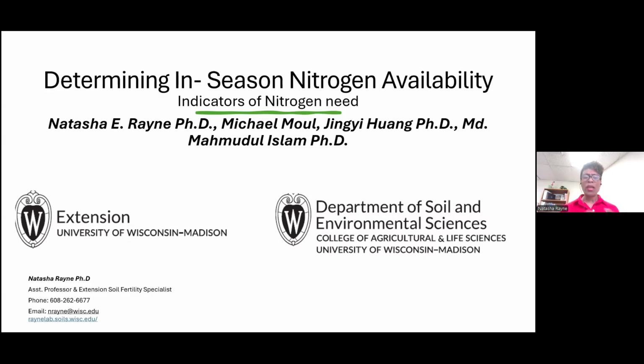Also, I do want to say, okay, why? Why is in-season nitrogen availability such an important topic to talk about? Well, first of all, we want to have an in-season nitrogen availability estimate in order to adjust our nitrogen rates. We want to avoid over-application or under-application of nitrogen, so in-season nitrogen availability is definitely important. And certainly for manure, nitrogen availability is highly variable, so it's definitely an important topic to look at.